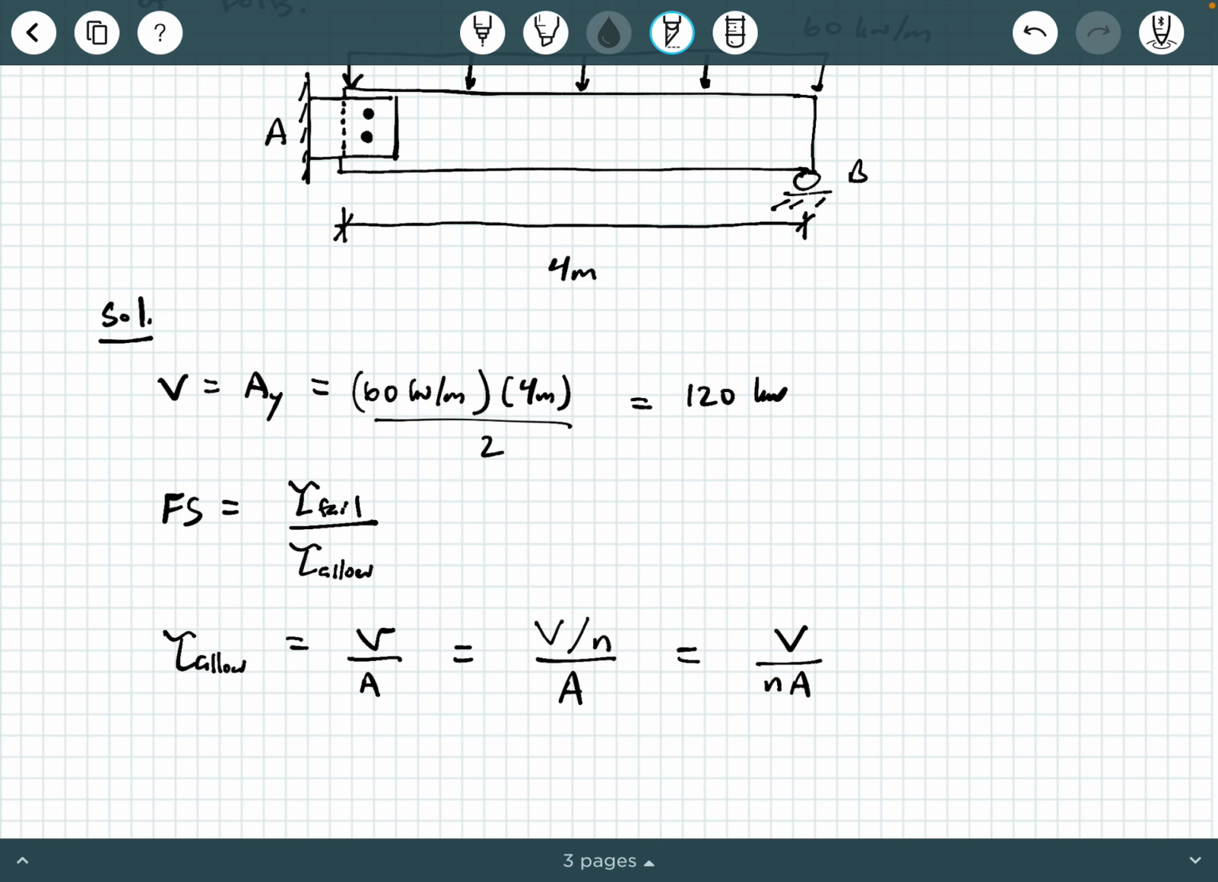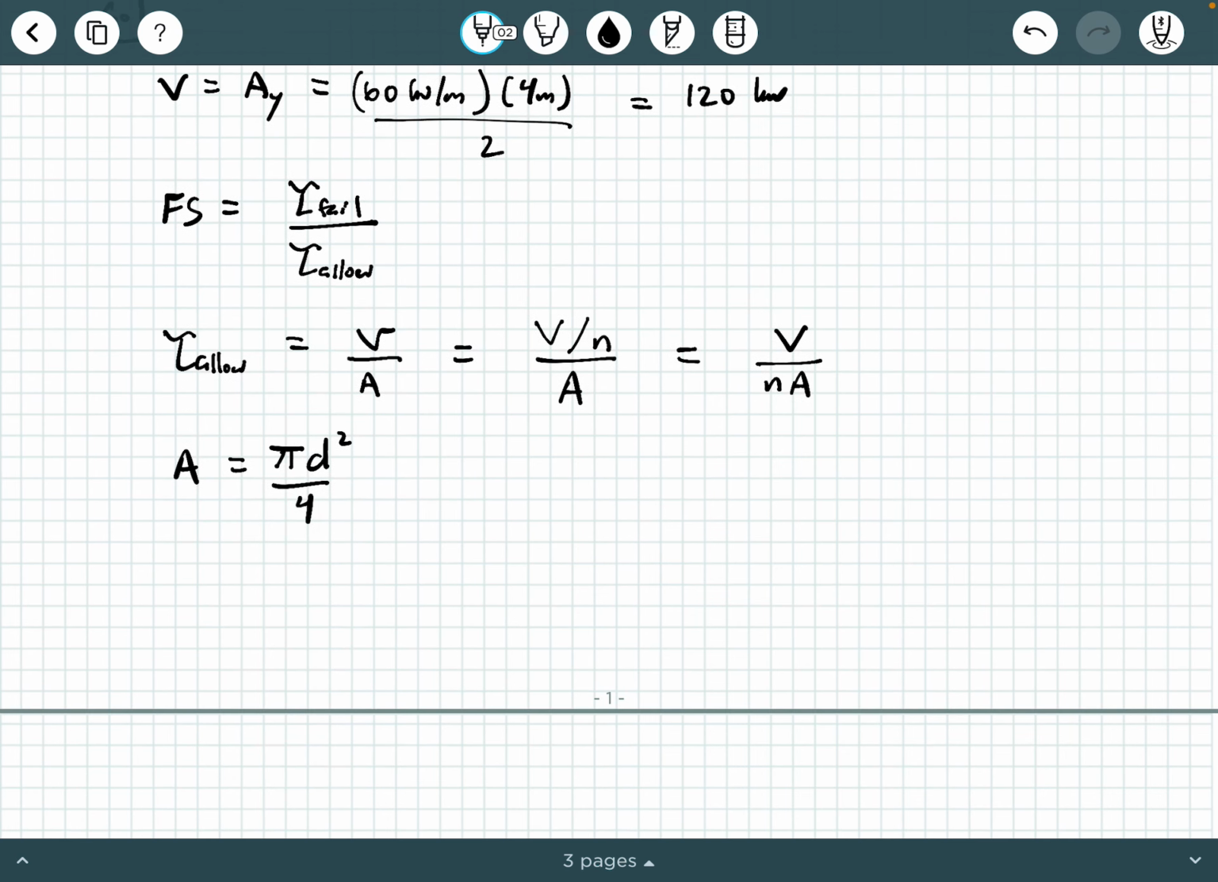Now we also know the cross-section area of a bolt, or of anything with a circular cross-section, is going to be pi d squared over 4. And so what we can do here is take these relationships and combine them accordingly to solve for the thing we're looking for. And remember, we're looking for the number of bolts, N. So how do we do this?